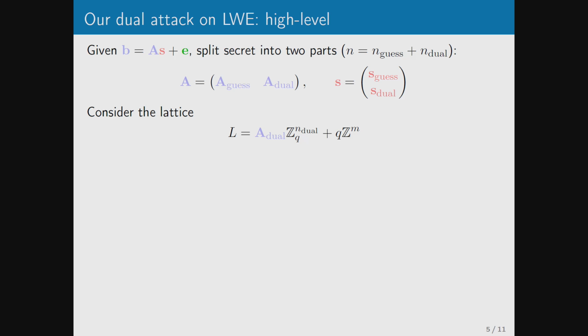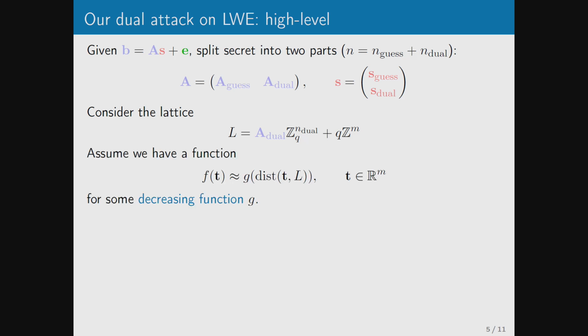The dual attack usually proceeds by splitting the secret into two parts. There's the guessing part that we're trying to recover, and there's the dual part, which we'll try to make disappear. So we split the matrix A according to this secret splitting, and we introduce this lattice, which is the image of A dual together with all multiples of Q, which is often called construction A. This is completely standard.